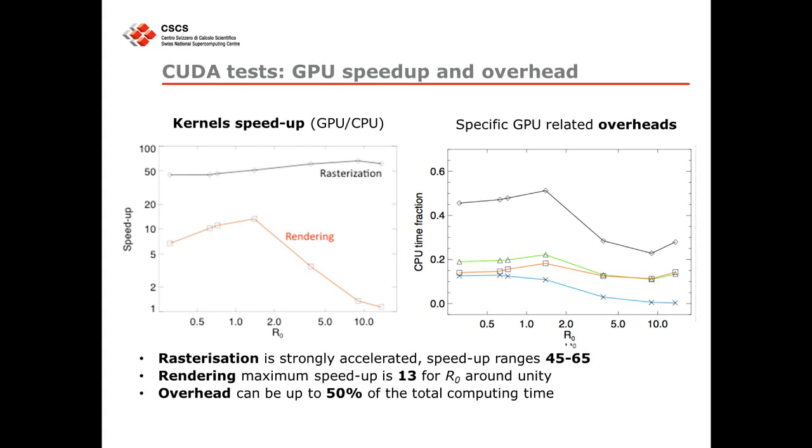One interesting thing, recalling what I was saying for Ramses before, is that these are the original rasterization and rendering kernels that were already present in the original code, and this is the overhead of the components that we had to introduce to refactor the code for the GPU. And you can see that this overhead can be up to 50% of the total computing time.